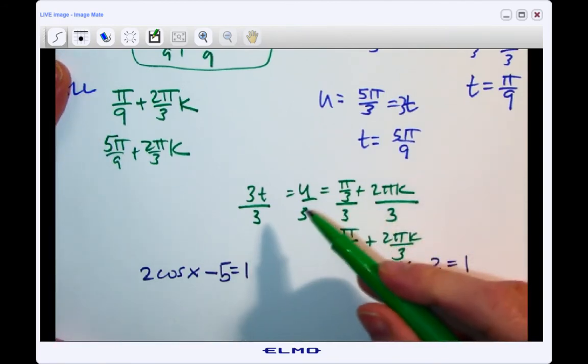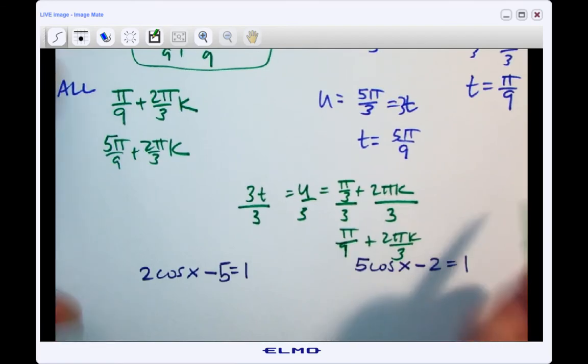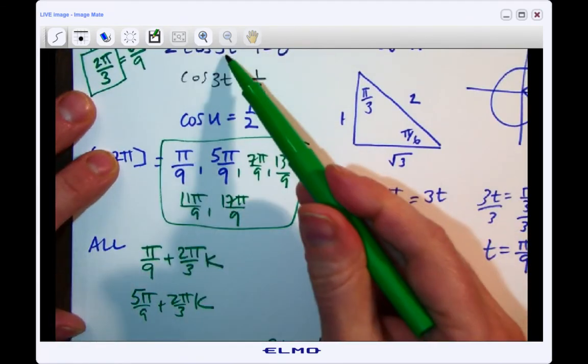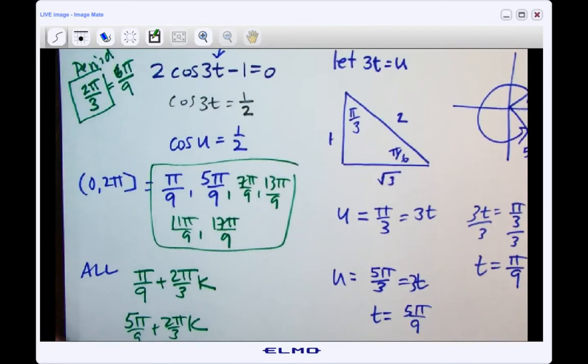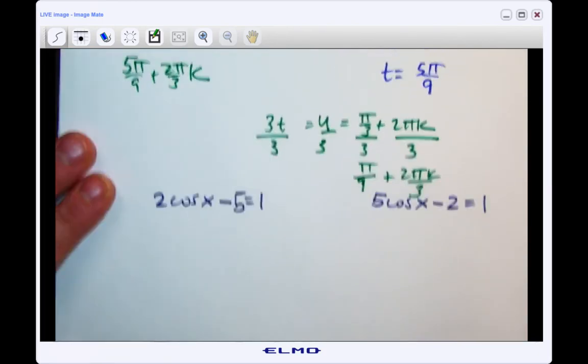So you can do it that way too. If you want to set it up with the period already and then divide everything by 3, you can do it that way. But I just like to say, oh, I know what the period is. I'm not going to bother with that. But, you know, you can do it either way. Okay. Let's look at these next two.